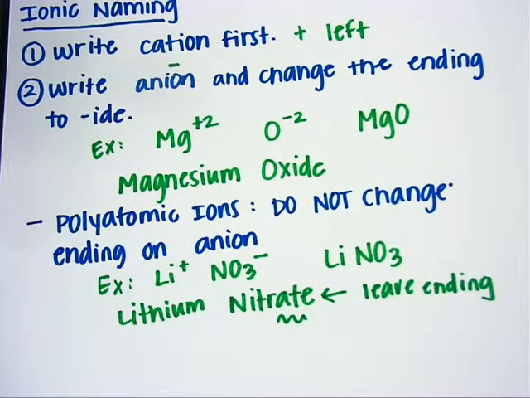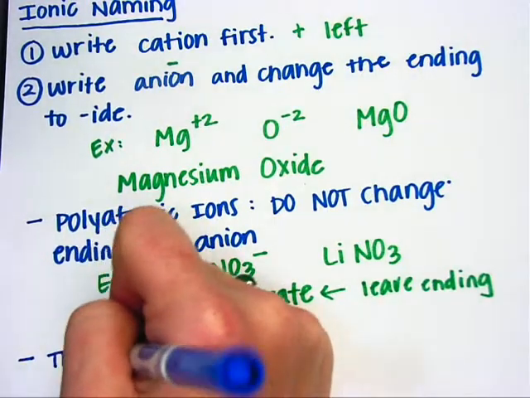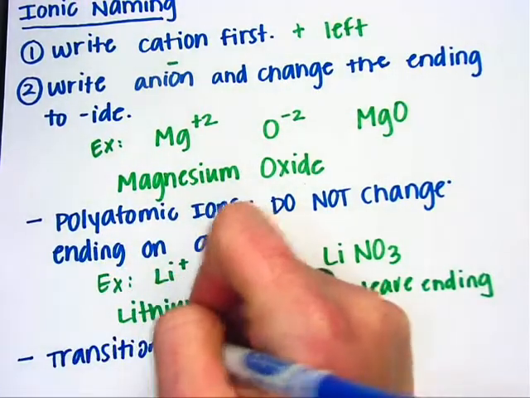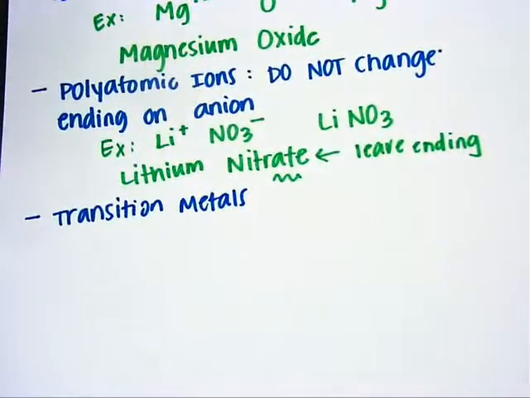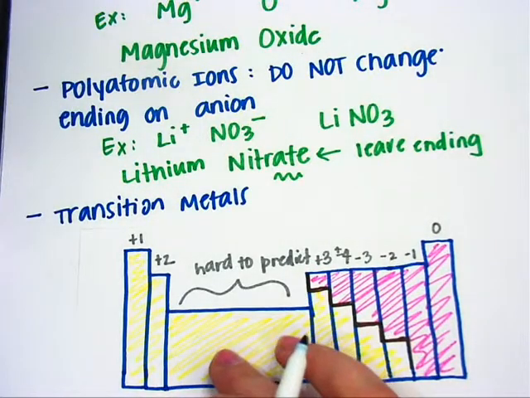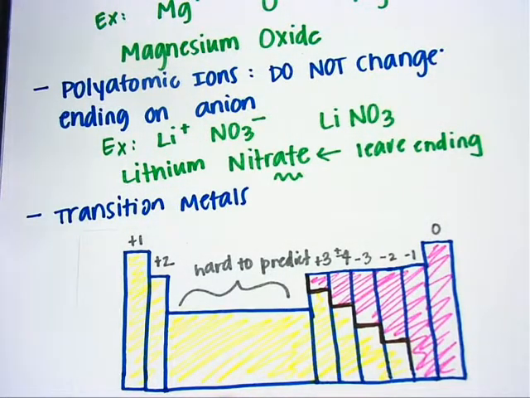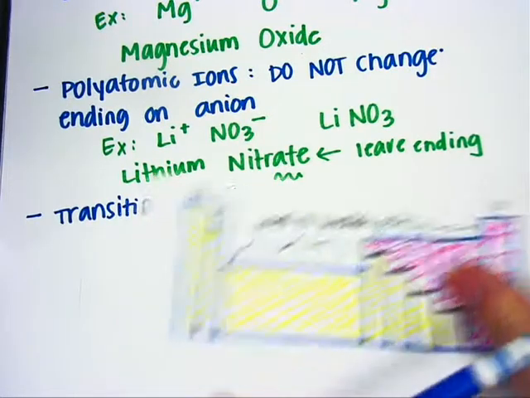And then the other exception that you'll see with ionic naming is with transition metals. So this is exception 2. If you remember, transition metals are the elements that are right here in the middle of the periodic table. And they're the ones that we said were hard to predict their oxidation number. So the reason that transition metals have an exception is because we're going to have to include the charge.